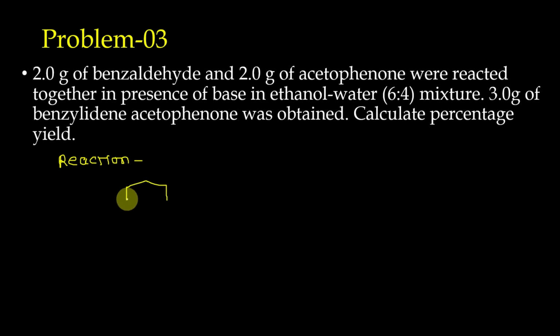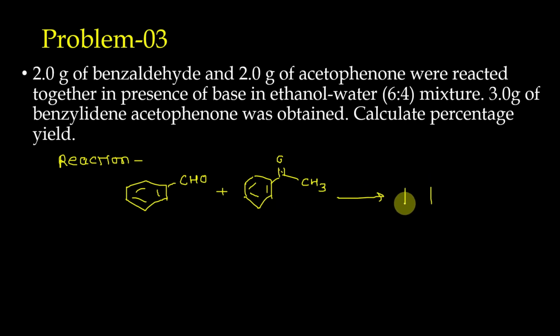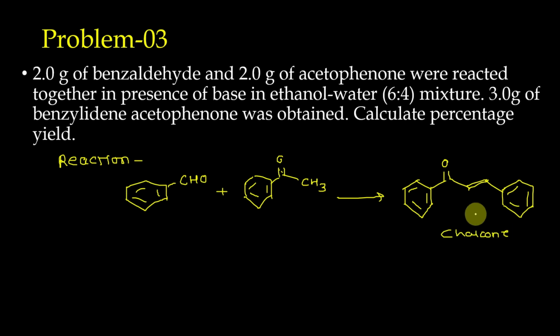So benzaldehyde and acetophenone. So these two will react together and we will get benzylidene acetophenone. So this benzylidene acetophenone is also called as chalcone. I hope you have recognized this reaction. What's the name for this reaction? It's aldol condensation reaction, right? So you will get alpha beta unsaturated carbonyl compound.